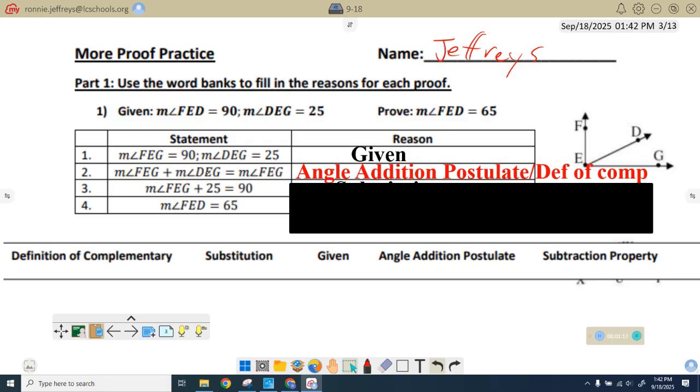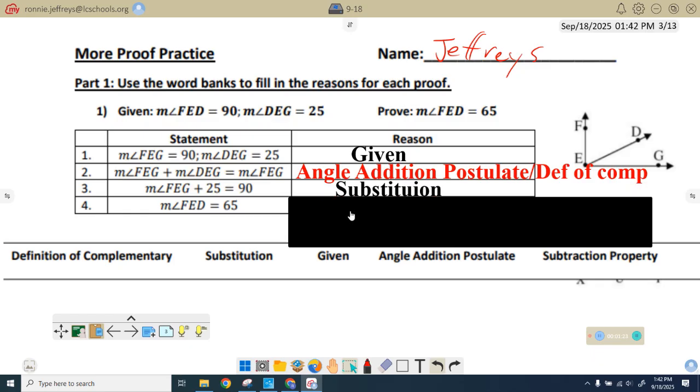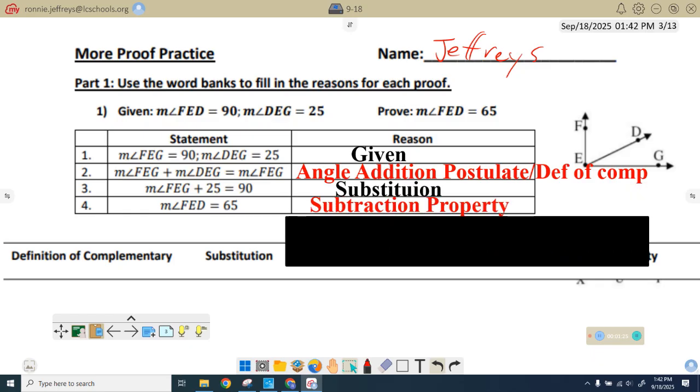Now we go from the angles to their actual measurement. Substitution, and then we subtract on both sides of the equal sign, so that's the subtraction property.